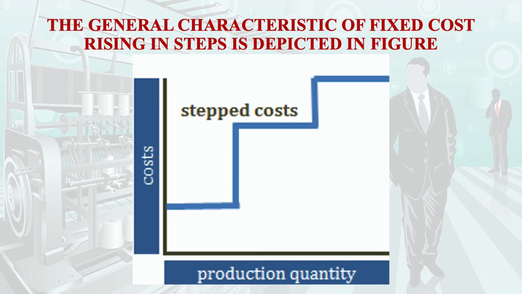Here is an example. With the increase in the product quantity, the fixed cost is also increasing, because if we are increasing the production quantity, then we need more workers. When we need more workers, there is a need for more foremen. Therefore, the fixed cost increases. So it is stepping up.